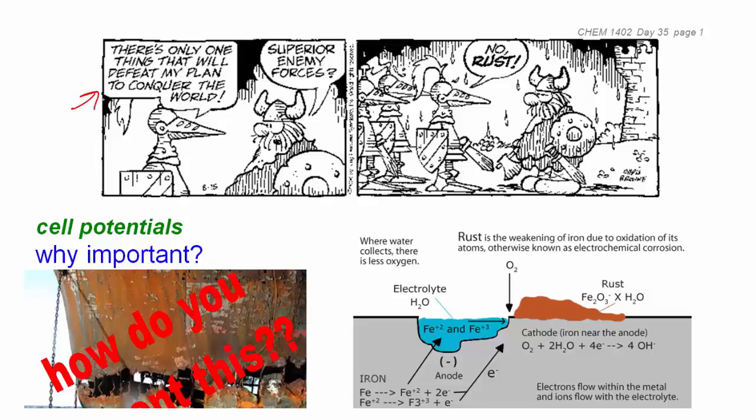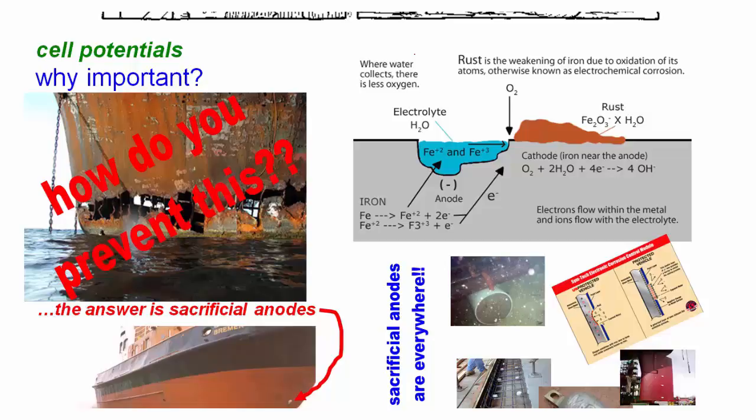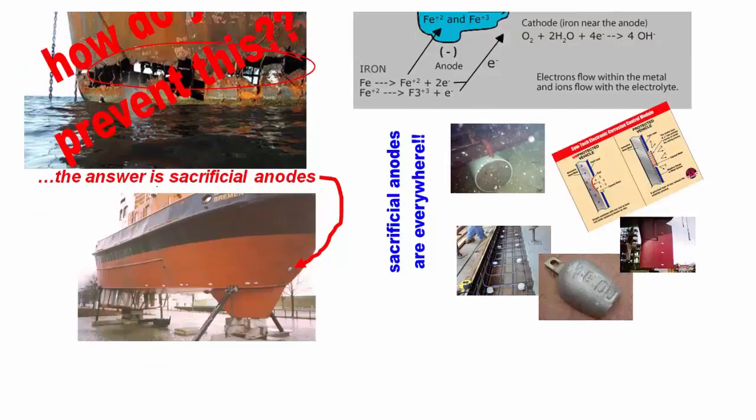There's only one thing that will defeat my plan to conquer the world. Superior enemy forces? No, rust. We are continuing our discussion on electrochemistry, and here's an application of electrochemistry. Here's a boat that's simply rusted out. How do you stop it from happening?